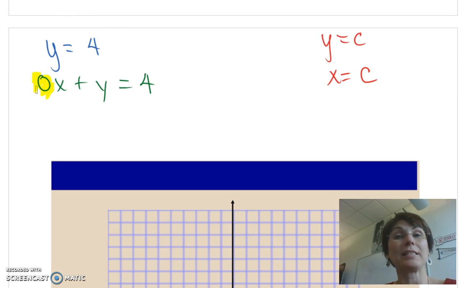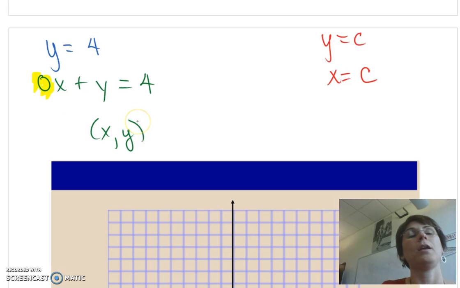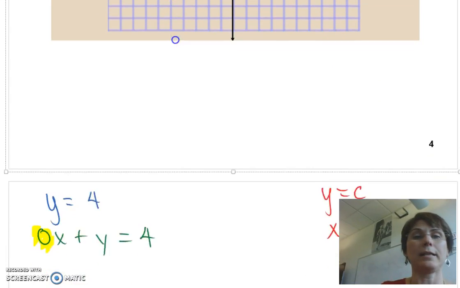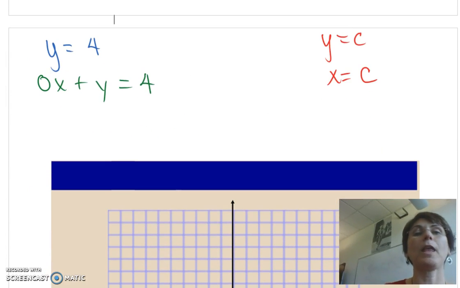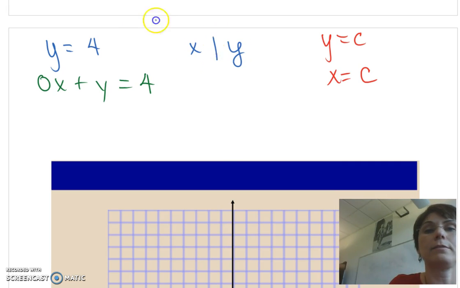There have to be x's, right, in order for us to have ordered pairs, because ordered pairs have both x's and y's in them. So we just know that there's an understood 0 in front of our x. So from here, let's think. Let's draw a really basic XY table. I'm going to make it look like this.